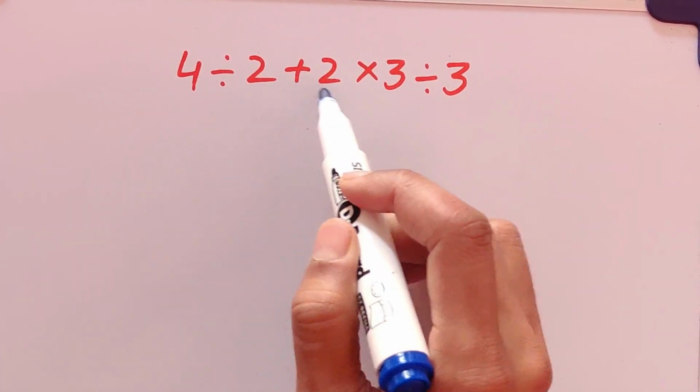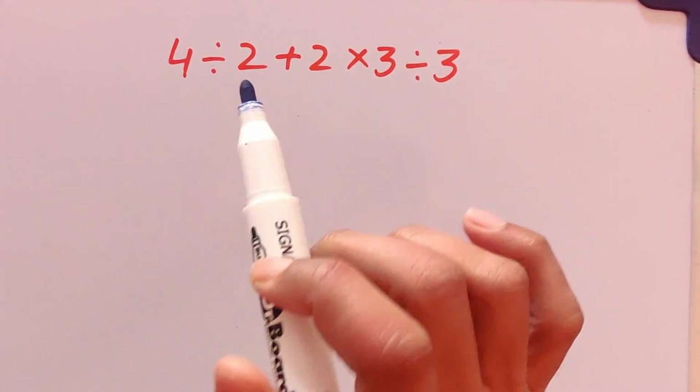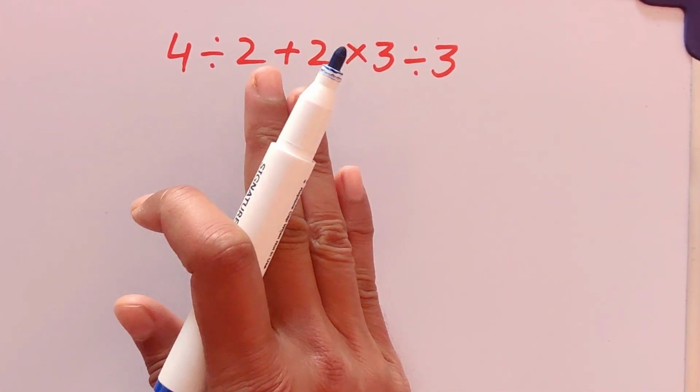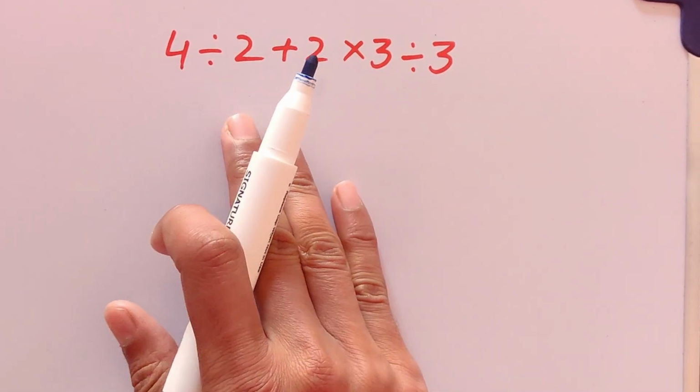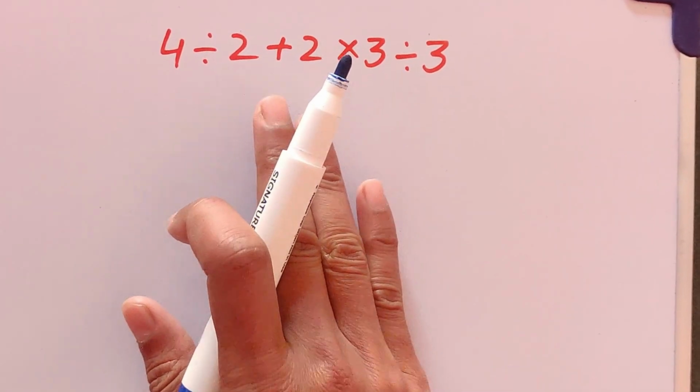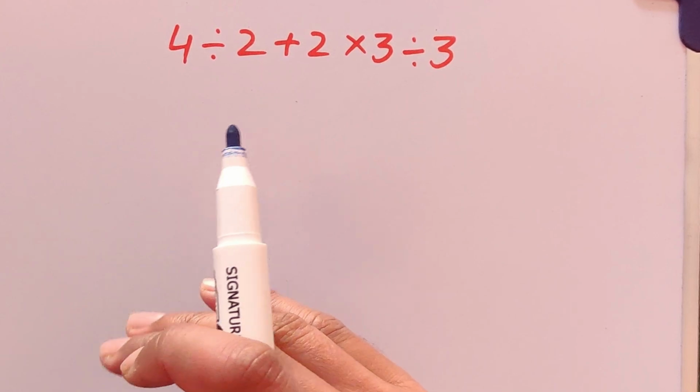We have 4 divided by 2 plus 2 multiply 3 divided by 3. If you don't follow the math rules, you might split the tree wrong. Let's learn how to do division and multiplication first. Left to right before adding.